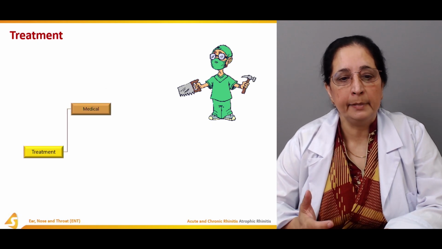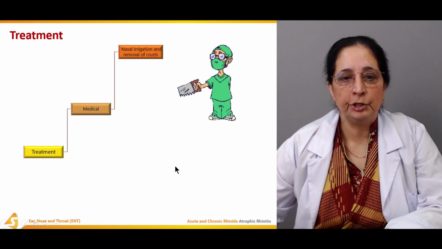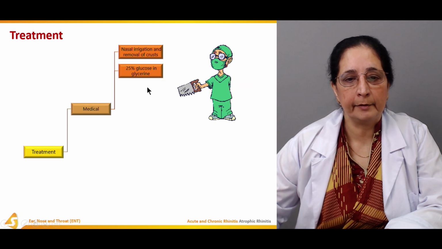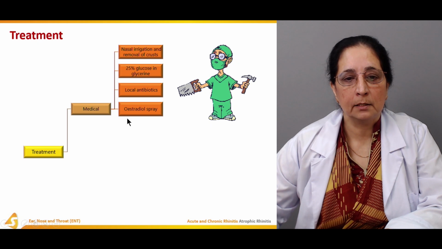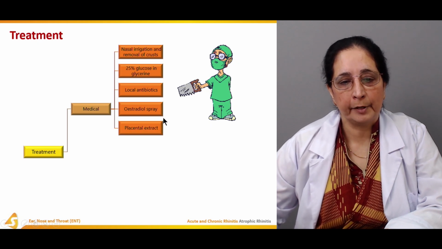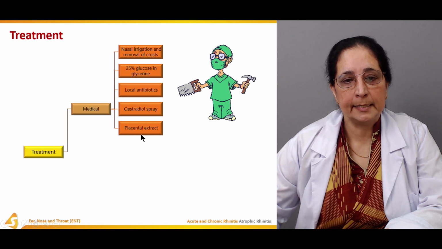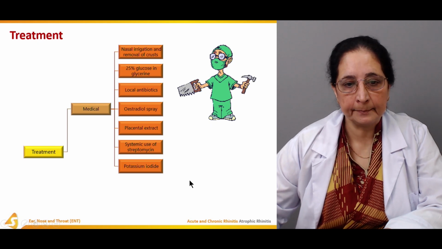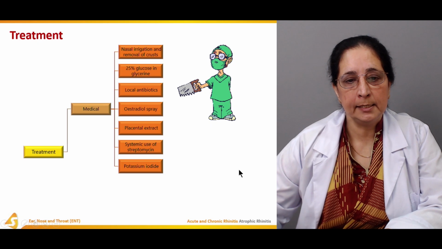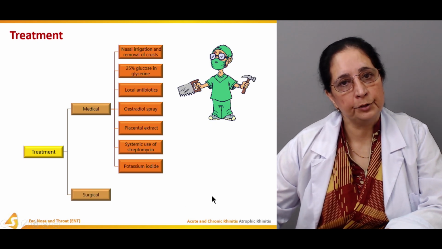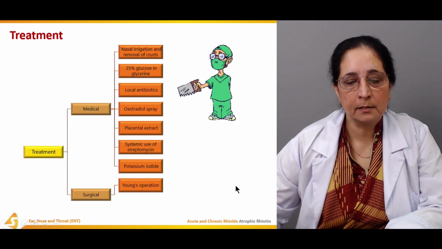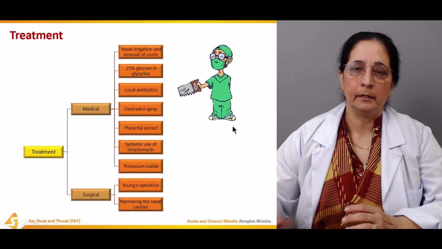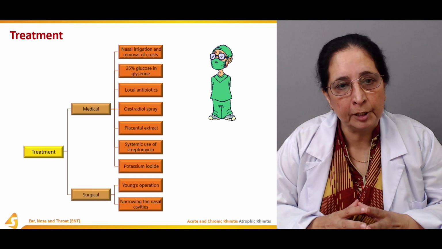Treatment options can be medical: nasal irrigation and removal of crusts, 25% glucose in glycerin, local antibiotics, estradiol spray, placental extract, systemic use of streptomycin, and potassium iodide. Then we have surgical options, in which we have Young's operation and narrowing of the nasal cavities. All these are the treatment options. We have medical treatment options.